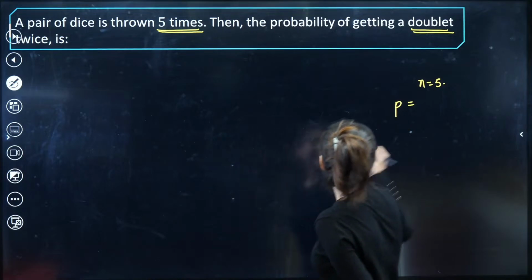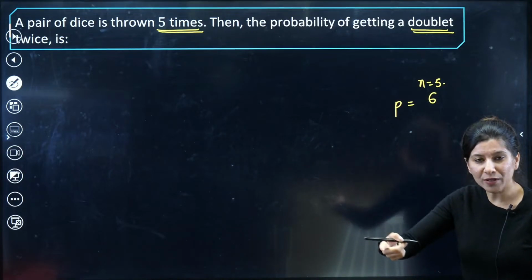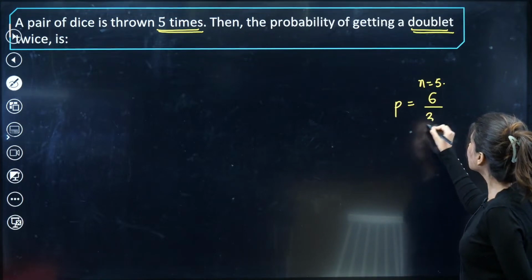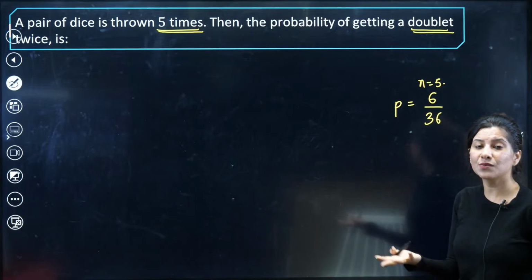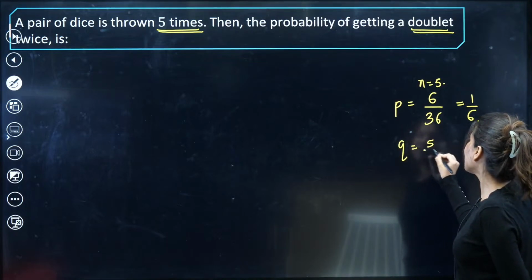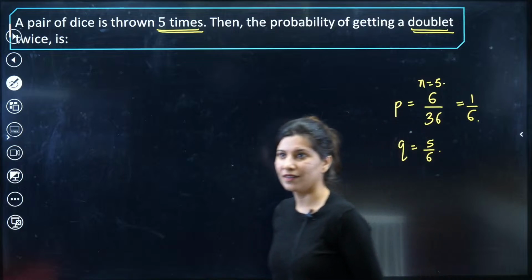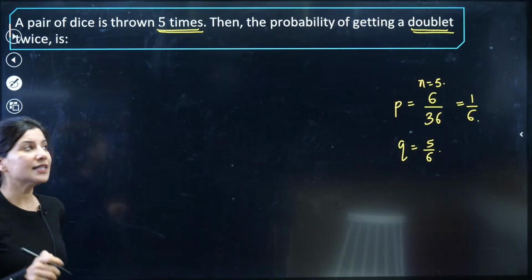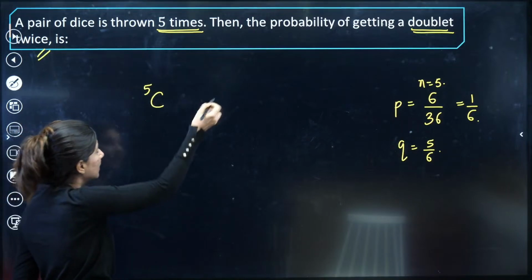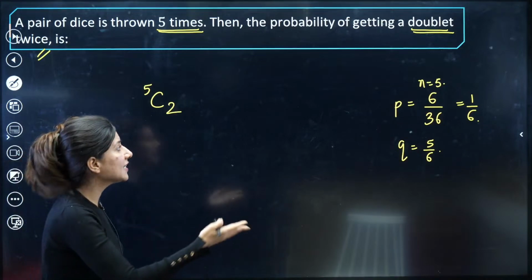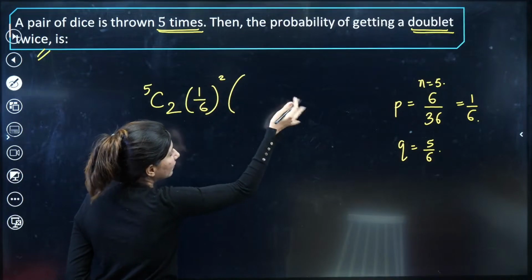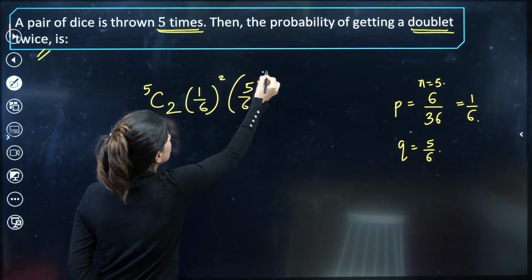So it is obviously 1,1, 2,2, 3,3, 4,4, 5,5, 6,6, which is 6 upon 36, because we are throwing a pair of dice. Total outcomes is what? 36. So 1 by 6 is the probability of success, and obviously 5 by 6 is the probability of failure. Now what you want is 5 throws. So 5C, now you want twice, you want 2 successes. What is success? Getting a doublet. 5C2, 1 by 6 raised to power 2, and the rest 3 will be not getting a doublet. So this is your final answer.